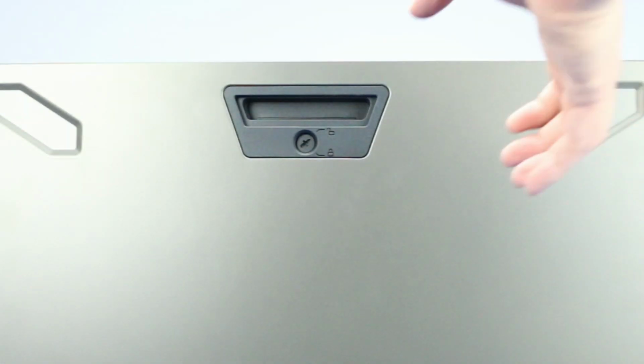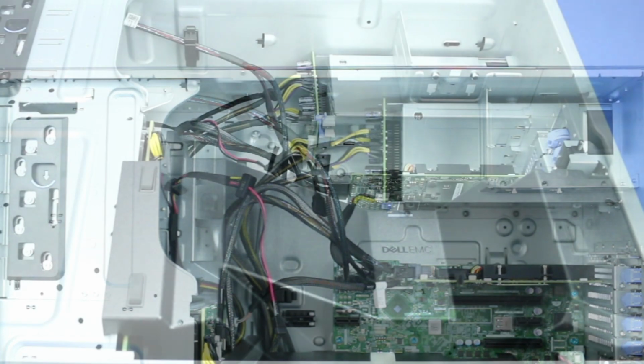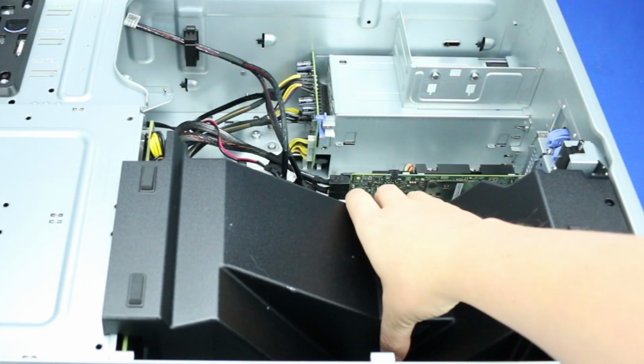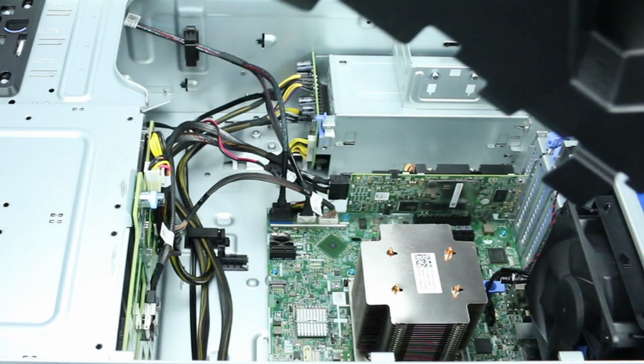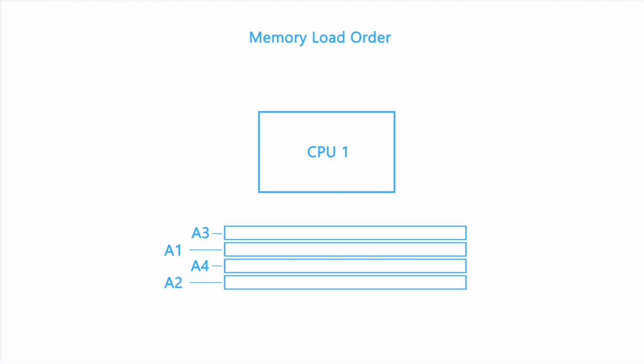To open the system, lift the latch found on the side and remove the panel to reveal the interior. Next, you will have to remove the air shroud and lift it up to reveal the memory banks. Please refer to the diagram on the screen to ensure you are loading the memory in the proper order.